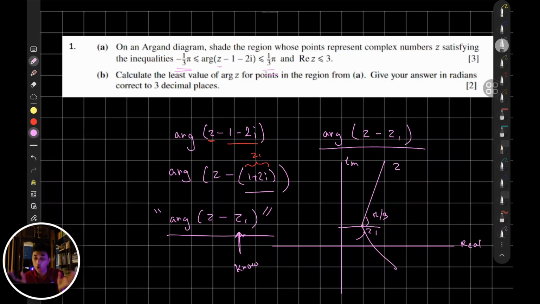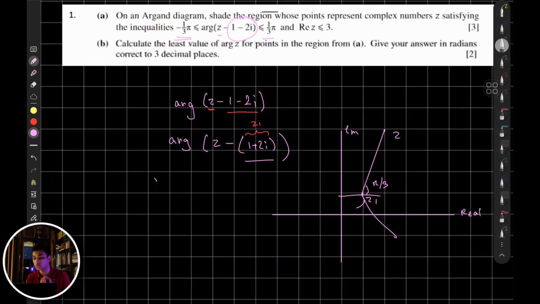Z can be any complex number between the range of this degree and negative this degree with respect to this coordinate. So if we understand the theory of this, we can now attempt this sum. Great.